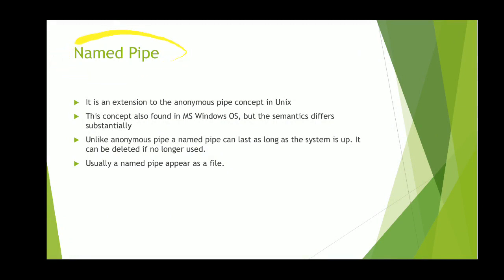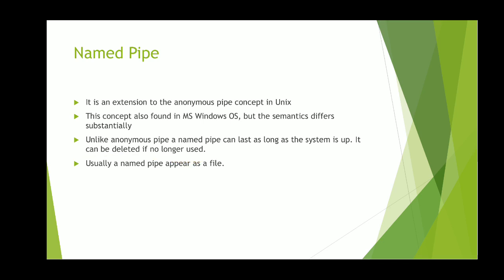It is another classification of the pipe, and this named pipe is also found in Microsoft Windows, but the anonymous pipe is only found in Unix and Unix-like operating systems such as Linux and Mac operating system. The anonymous pipe cannot be found in Windows operating system. And unlike an anonymous pipe, a named pipe can last as long as the system is up. It can be deleted if no longer used.